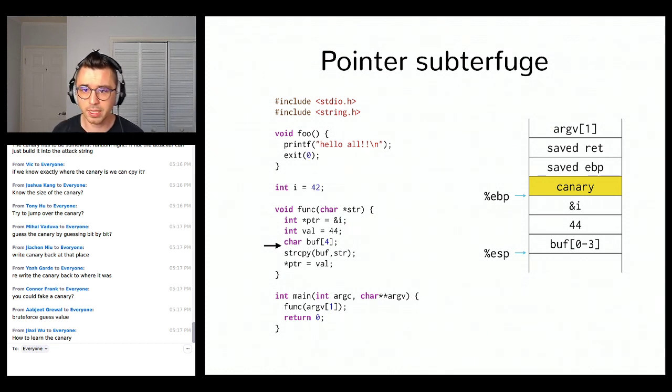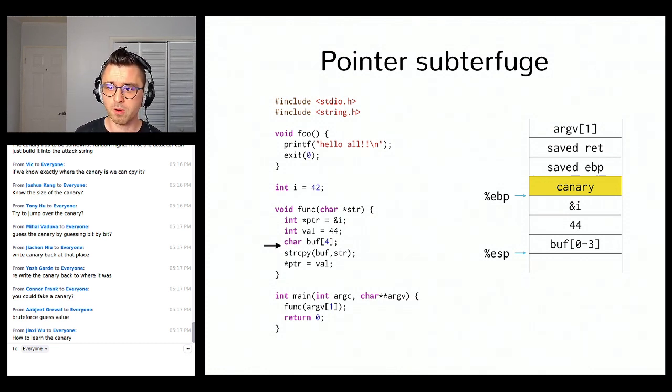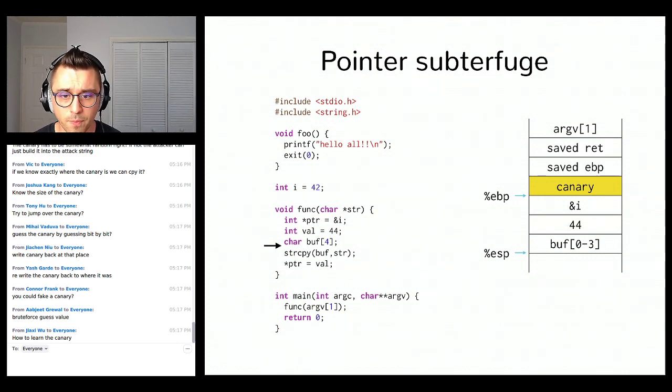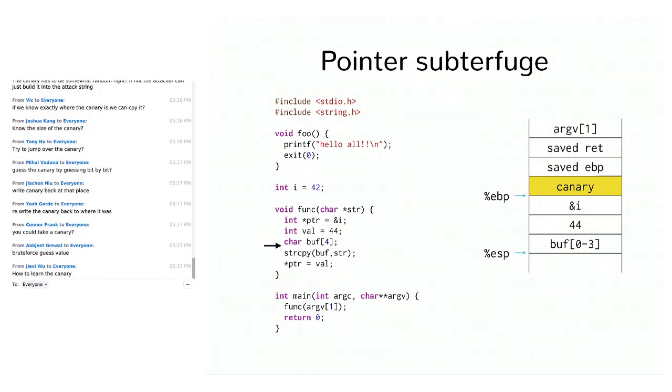Here I have a slightly different program. It's pretty close to the one from before, but it has a few more things on the stack. The first thing I want to point out is that we have some pointer PTR, and this takes the address of i here. That's the first thing we do when we run this function: assign it to that pointer. Then we have some value, again just some local. If we look at the stack, this is what it looks like. We have the address of i and 44. Then we have our buffer.